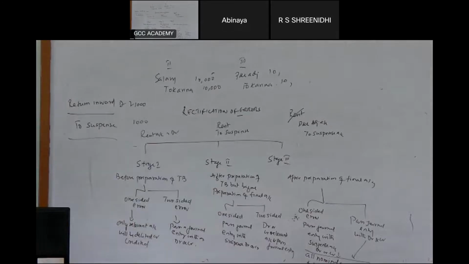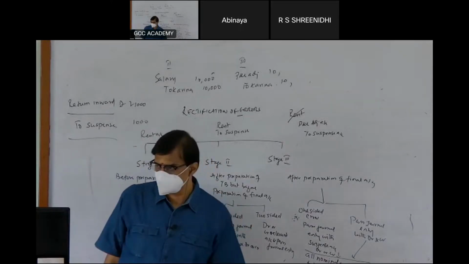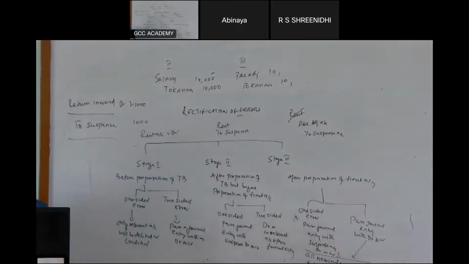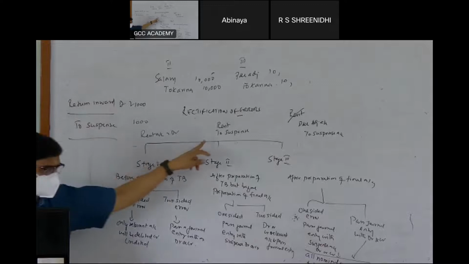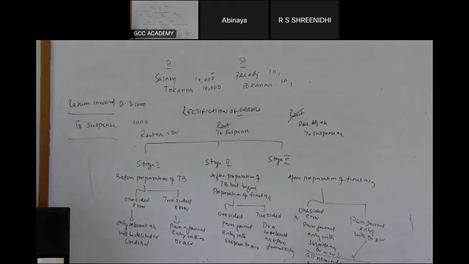Okay, understood? Any doubt in this entry? Return inward is a sales return which should have been debited but is 1,000 short. So now we are adding it up by debiting 1,000 and crediting the suspense account, because it's a single-sided error. Stage 2. Debit or credit should go to suspense account. This is the second rectification entry.